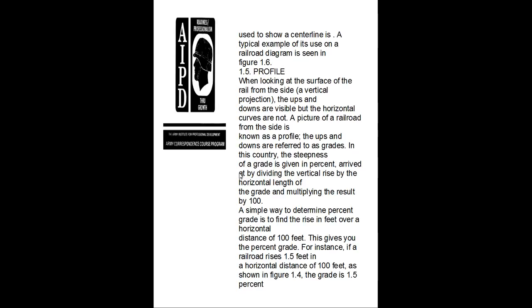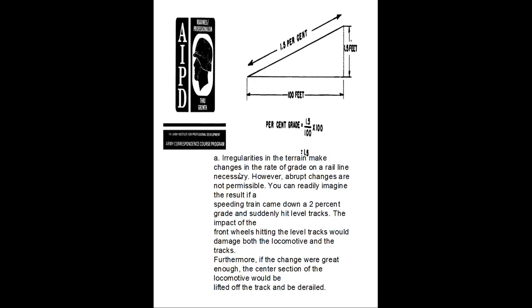Ups and downs are referred to as grades, and the steepness of a grade is given as a percent, arrived at by dividing the vertical rise by the horizontal length and multiplying the result by 100. A simple way of determining percent grade is to find the rise in feet over a horizontal distance of 100 feet. This gives the percentage grade. For instance, if a rail rises 1.5 feet over a horizontal distance of 100 feet, as shown in Figure 1.4, the grade is 1.5%.